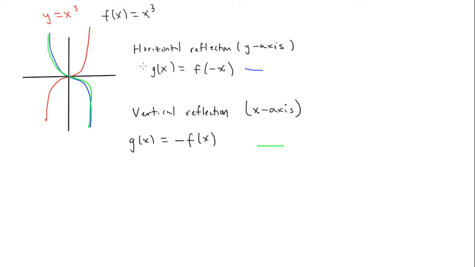Okay, so in class we'll look at a lot more examples of this, and we'll put several steps of these together. So for example, we could do shifts and reflections and scalings, and so we'll look at how to keep track of multiple transformations when they're all happening to one function.